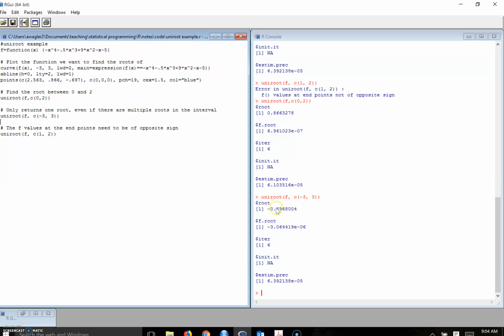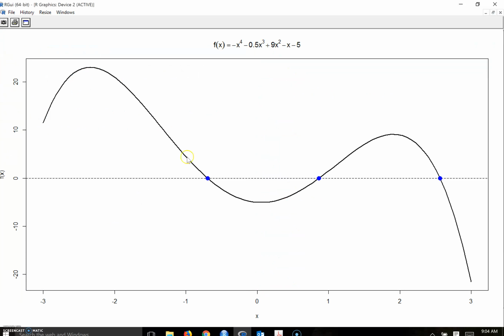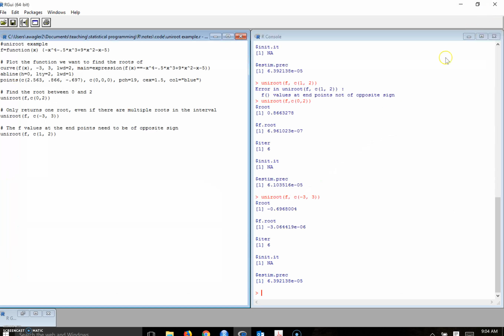So we get back feedback that our root is -0.69, so about -0.7 really. It's picking up the first one, the lowest one numerically. Of course, this is also a root. The 0.87 is also a root. So we need to be aware of that. That can be misleading if you don't plot your function first.